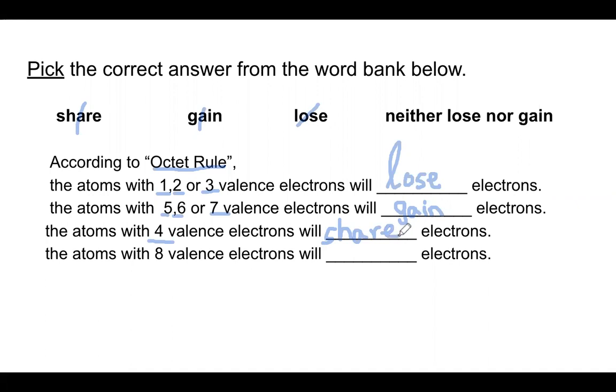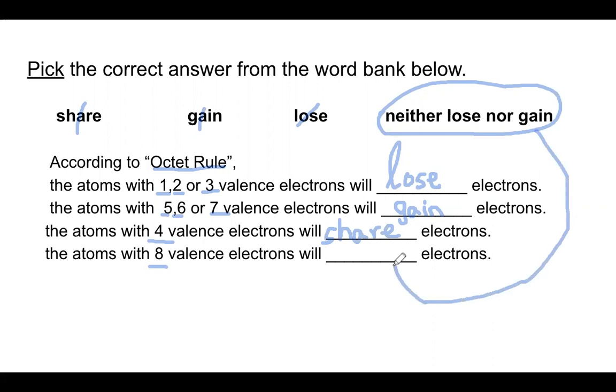Then the last thing, when the atoms have 8 valence electrons, that is group 18, what do they do? They neither lose nor gain. You know why? Because they already have a stable configuration. They already have 8 valence electrons in the outer shell, which is stable. So they don't want to lose, they don't want to gain. So neither lose nor gain. So this is the octet rule.